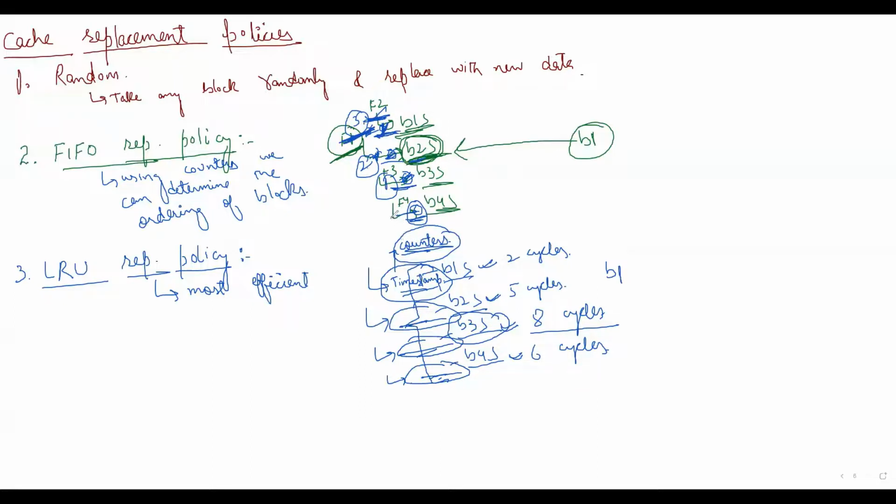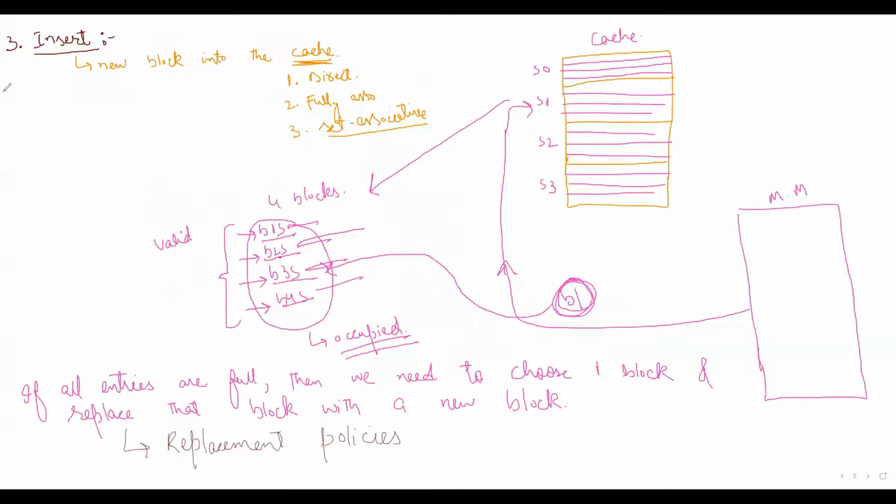Okay. So these were the 3 replacement policies that you can use in the cache. You can use a random policy, you can use first in, first out, or you can use least recently used. But this is the most efficient and most commonly used replacement policy. And what is this? Least recently used. Okay. So this completes our discussion about the insert operation.